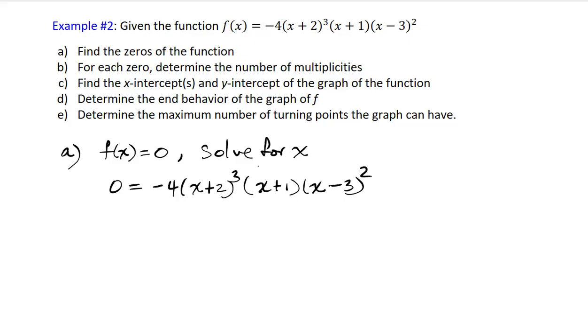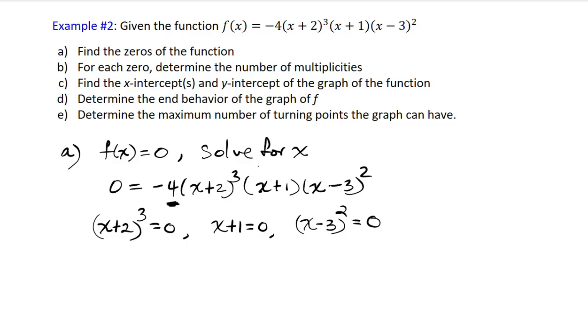In order to solve this equation for x, notice that the non-zero side is already in factored form. And therefore, using the zero property of equality, we can set each factor that has an x in it to 0 and solve. Hence, x plus 2 quantity cubed is 0, x plus 1 is 0, and lastly, x minus 3 quantity squared is equal to 0.